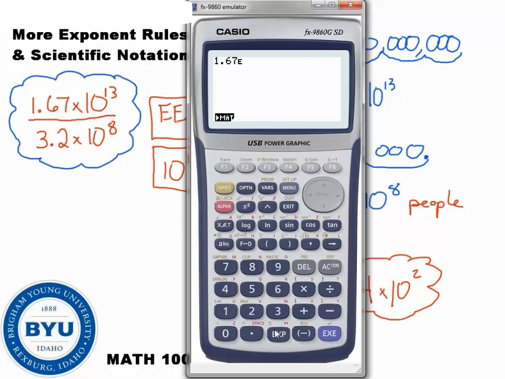Here we go, 1.67. I push the E button, times 10 to the 13th, divide it by 3.2, times 10 to the 8th, push the Enter button. And we find out that each one of us, if we wanted to pay off the national debt, every baby, man, woman, child, old person would have to come up with about $52,187.50. Don't forget the cents. That's important. Okay, well, that is the assignment.